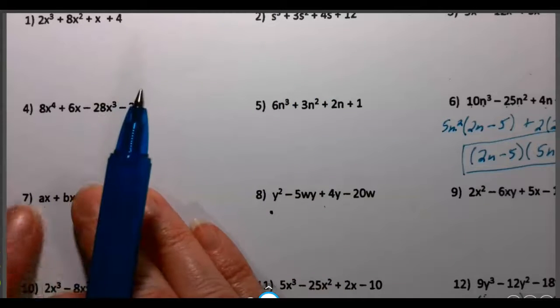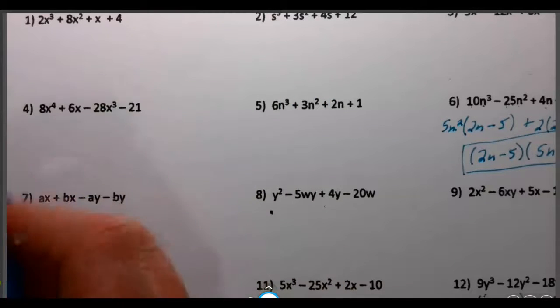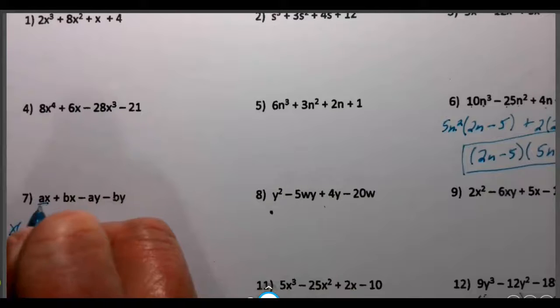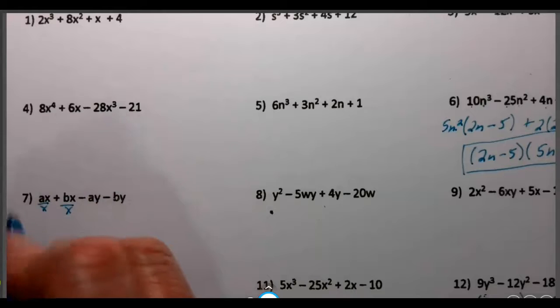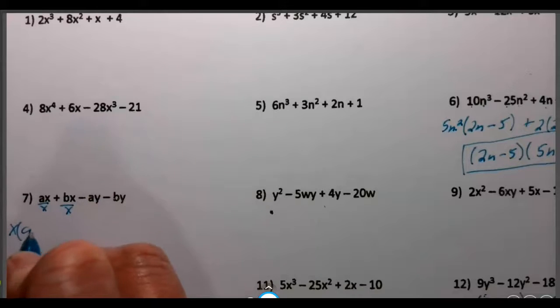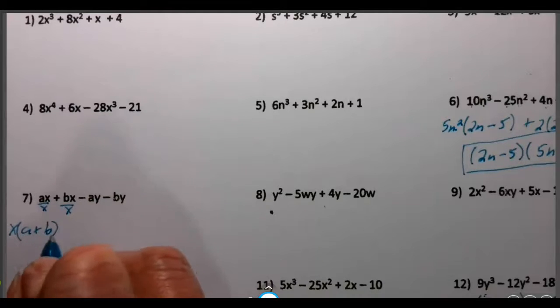What's the greatest common factor here? What do they both have? They both have an x. So I'm going to take an x out. And again, what I was talking about before, whatever you're taking as the greatest common factor, you can just show that by division right underneath it. So that's going to give me ax divided by x is just a, bx divided by x is b.